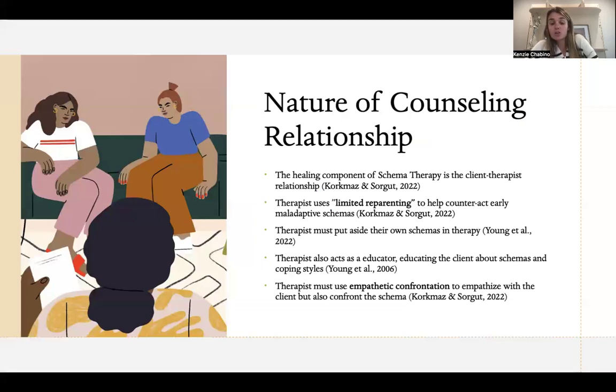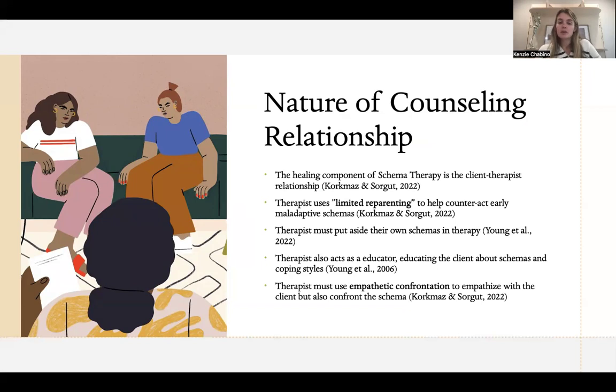So the therapist is also acting as an educator. There's a lot to educate on when you're teaching about what a schema mode is and how it works. But limited reparenting is to help counteract early maladaptive schemas. It's where the therapist fills in for where the parent or the caregiver or whoever has lacked in that person's childhood. And it's limited because obviously it's within the confines of a therapist-client relationship, so it cannot be more of a parent relationship like that.